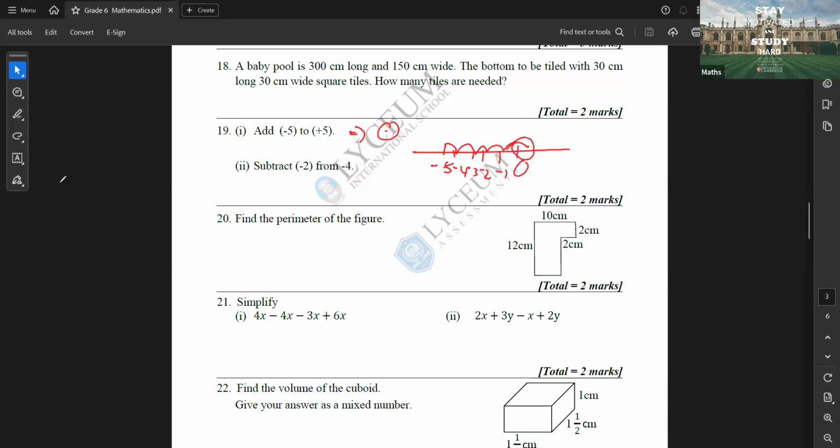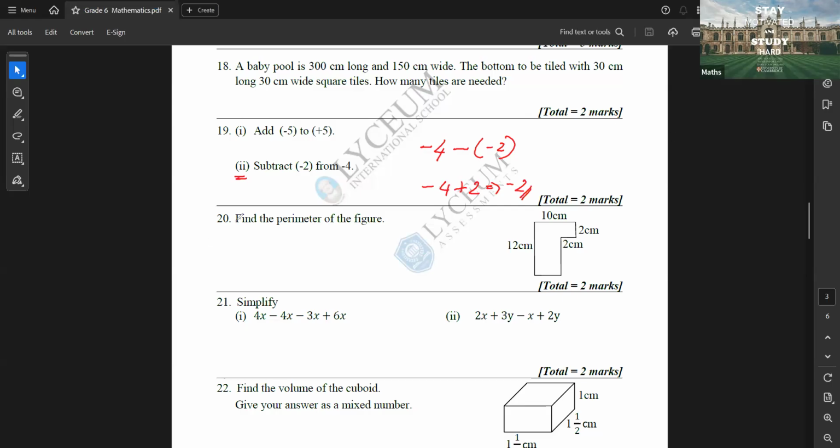Question number, second one is subtract minus 2 from minus 4. So you write minus 4 minus, here minus 2. So minus into minus is plus 2. So minus 4 plus 2, answer is what? Here minus 2.